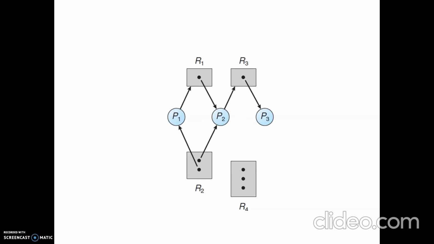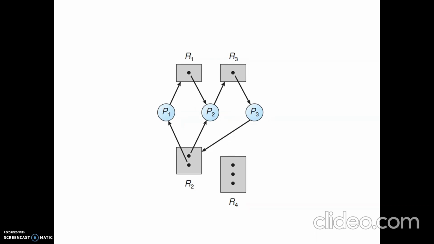But here you can see that the second example is slightly modified, just to include an arrow from P3 to R2. Now it becomes a cycle. Because there is a cyclic connection from R2 to P1, P1 to R1, P2 to R3, and then P3 to R2, there is a cycle present, and now it is a case of possible deadlock.